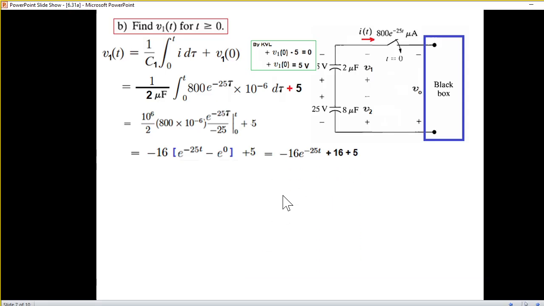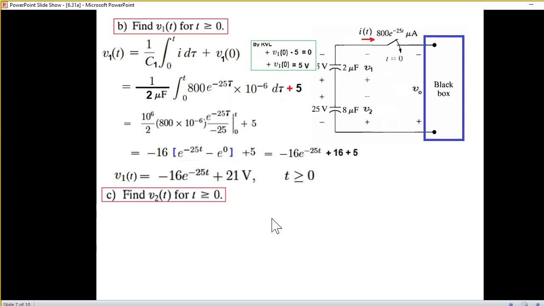I hope you can follow this. This will be minus 16 minus minus plus, so plus 16 and plus 5. And so the answer will be minus 16 e raised to the power minus 25t plus 21 volt. So V1(t) we have found.